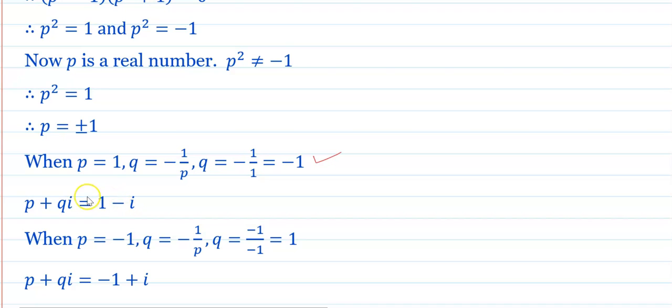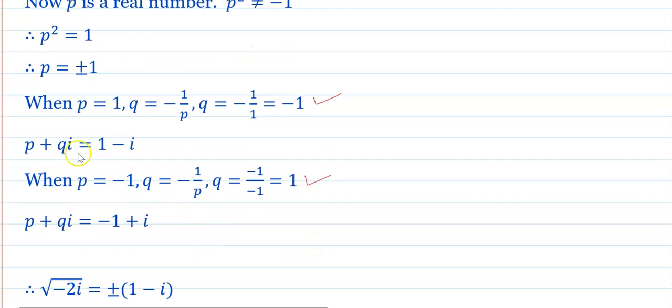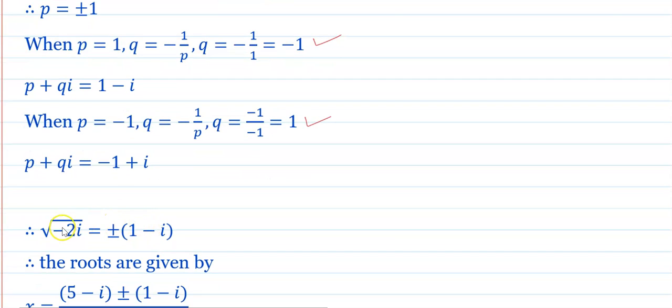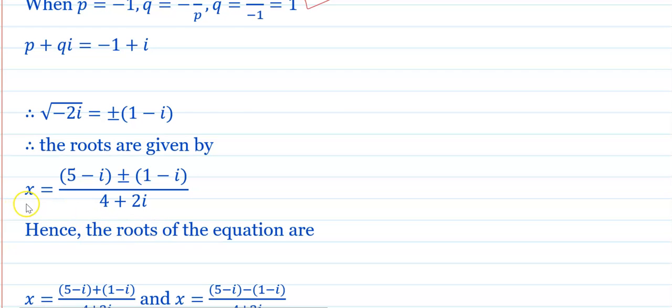And when p is equal to minus 1, then q is equal to minus 1 upon p. Substitute the value of p, minus 1 upon minus 1, then you will get plus 1. And hence the first root p plus qi is 1 minus i, and the second root is minus 1 plus i. Hence the root of minus 2i is equal to plus or minus in bracket 1 minus i. Therefore x is equal to 5 minus i plus or minus 1 minus i upon 4 plus 2i.